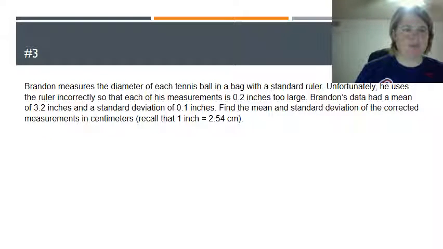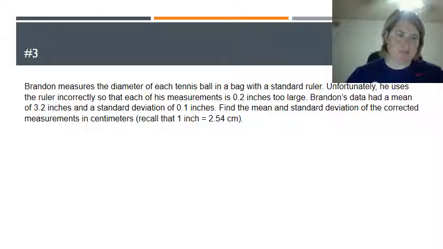So number 3, Brandon measures the diameter of each tennis ball in a bag with a standard ruler. Unfortunately, he uses the ruler incorrectly, so that each of his measurements is 0.2 inches too large. Brandon's data had a mean of 3.2 inches and a standard deviation of 0.1 inches. Find the mean and the standard deviation of the corrected measurements in centimeters.